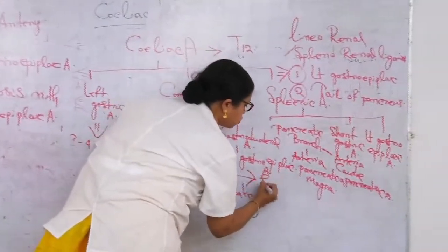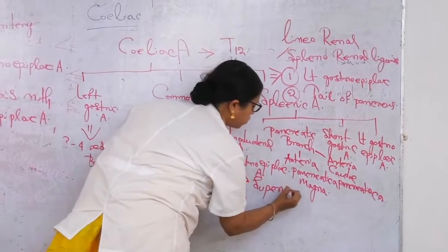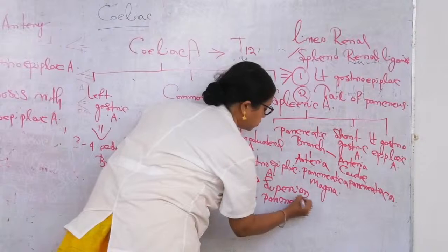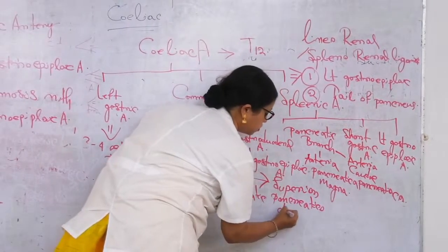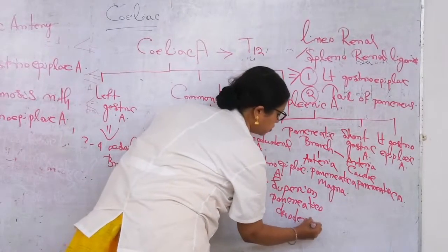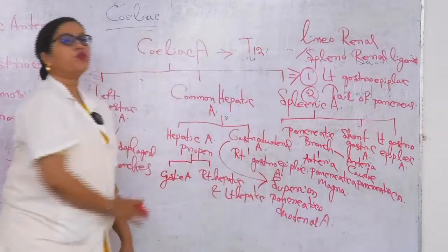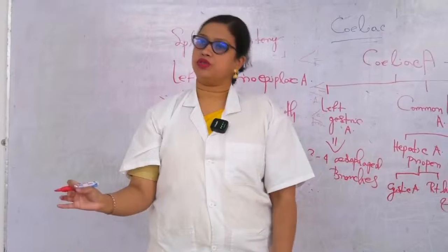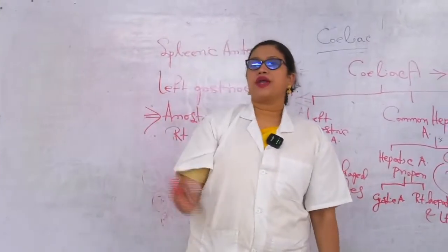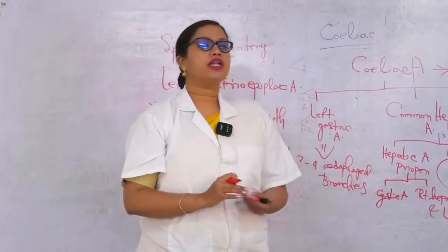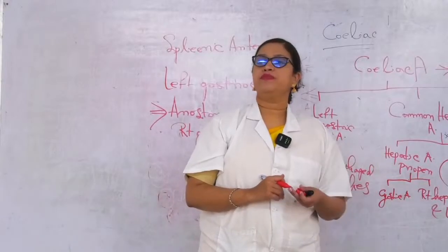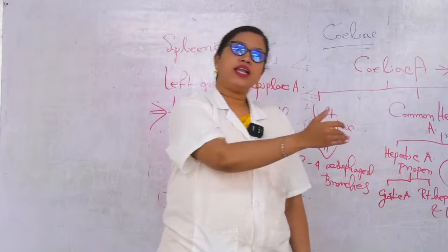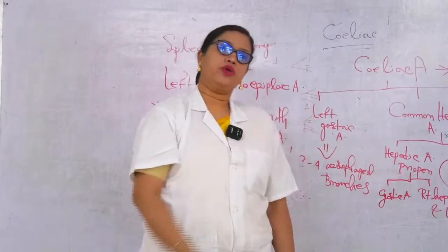Another branch is the superior pancreatico-duodenal artery. Okay, so now this superior pancreatico-duodenal artery is again divided into anterior and posterior branches. Okay, write it down. The superior pancreatico-duodenal artery is again divided into... তাহলে যদি anterior branchটার কি নাম হবে তাহলে? Superior anterior pancreatico-duodenal artery, superior posterior pancreatico-duodenal artery.